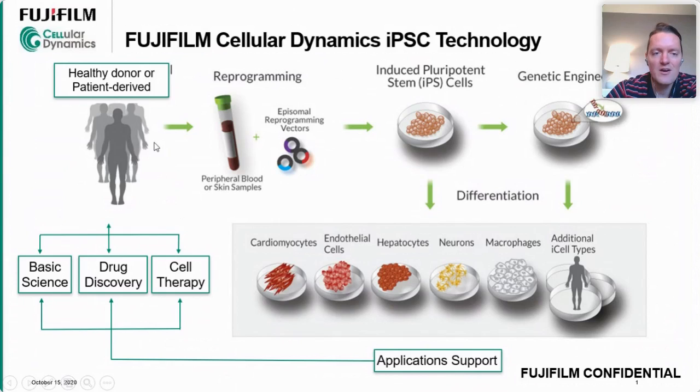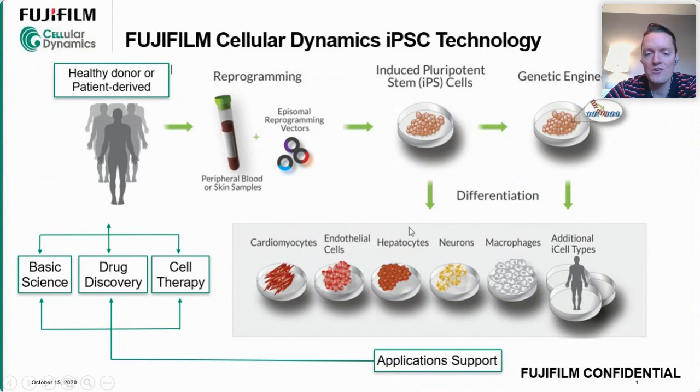In our case, a big part of what we do is taking episomal reprogramming factors and introducing those into peripheral blood or skin samples taken from healthy donors or patients. Through this process, you're able to induce them into a pluripotent stem cell state. What's cool about induced pluripotent stem cells is that they're capable of generating, in theory, any cell type in the body.